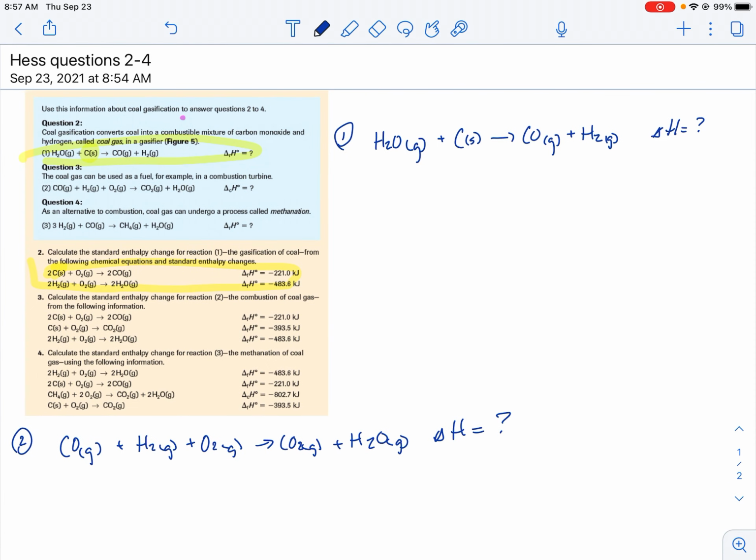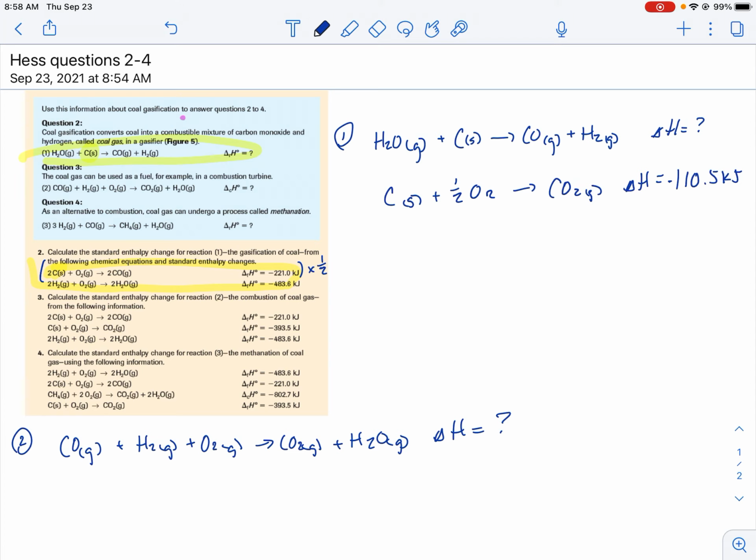So I'm going to take this first reaction, and I'm going to multiply it by a half. So that's going to leave me with a carbon solid plus a half an oxygen makes one carbon dioxide gas, and the delta H is going to be half that value, so 110.5 kilojoules. It's still going to be negative because I didn't change the direction of it.